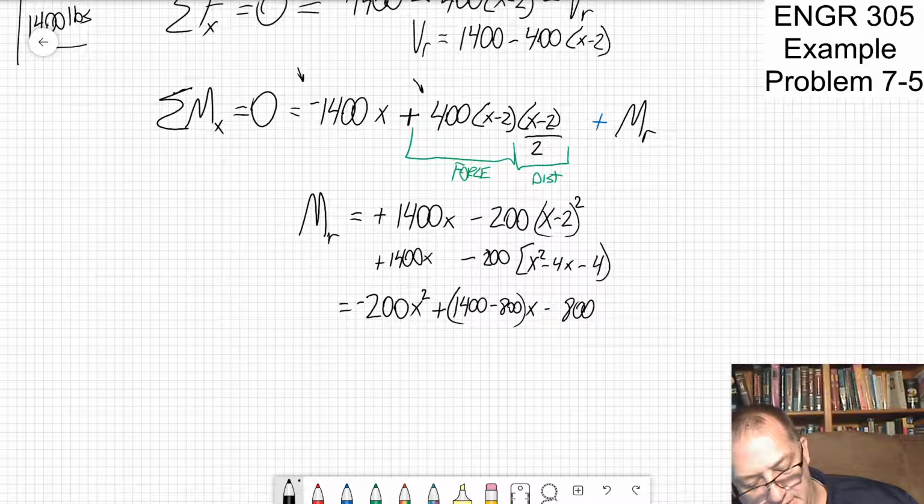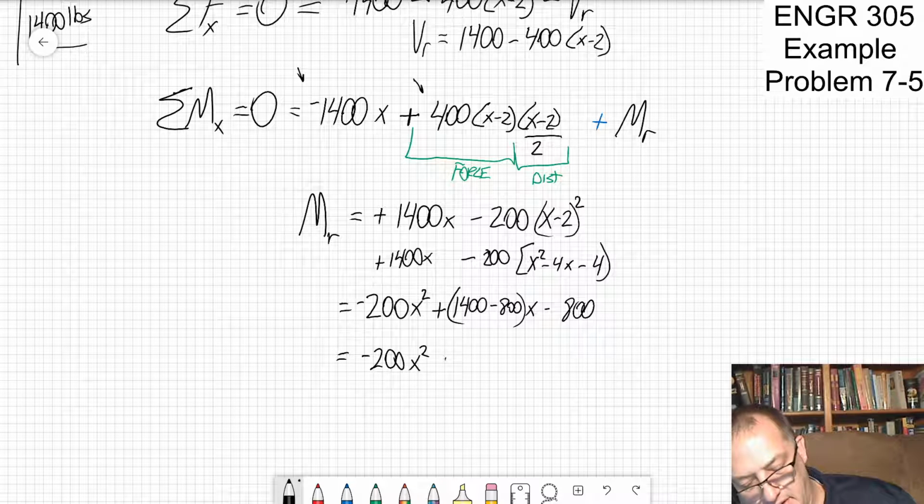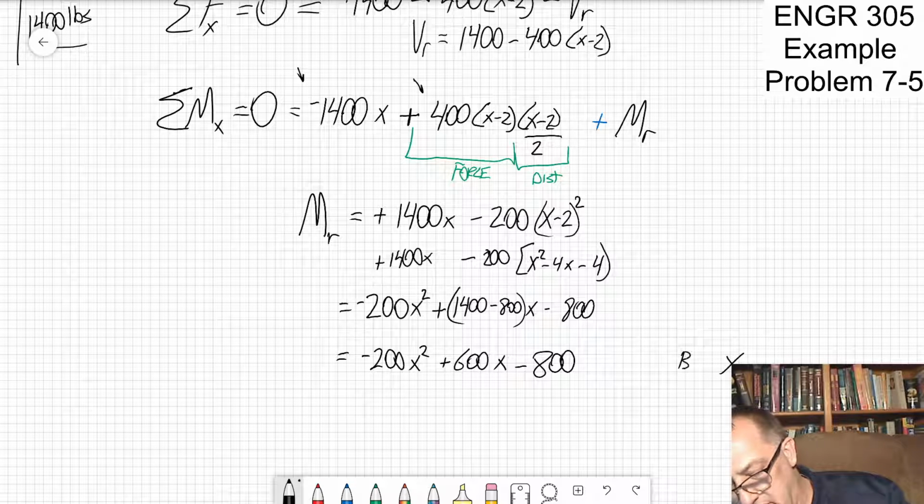And now I can simplify that. I had to do that because I'm just making a lot of little silly mistakes. Minus 200x squared plus 600x minus 800. Now, that equation is valid for x between b and c, and I'm going to change that to x between 2 and 6.